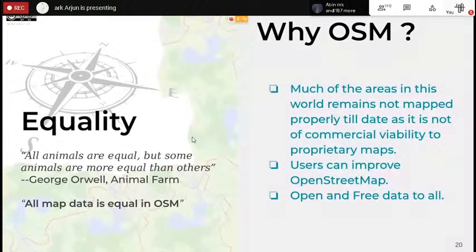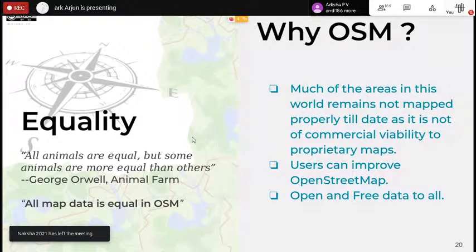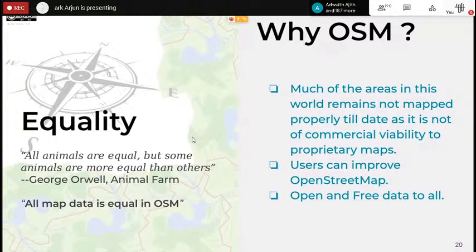So we need equality in mapping also, equality in maps also. Users can improve OpenStreetMap. You yourself can map your data, your near neighborhoods, and populate the OSM as richly as you can. Open and free data to all. No one is privileged in OSM. Everyone receives the same amount of data, same quality of data, and same quantity of data.